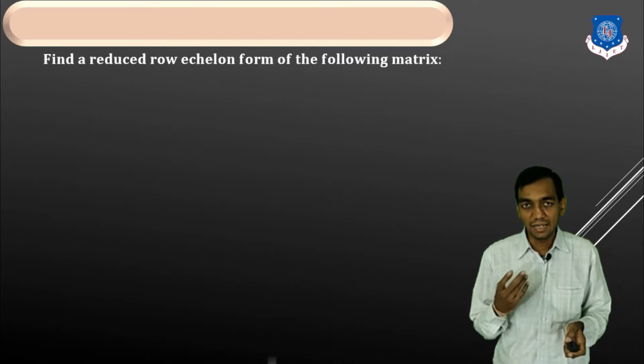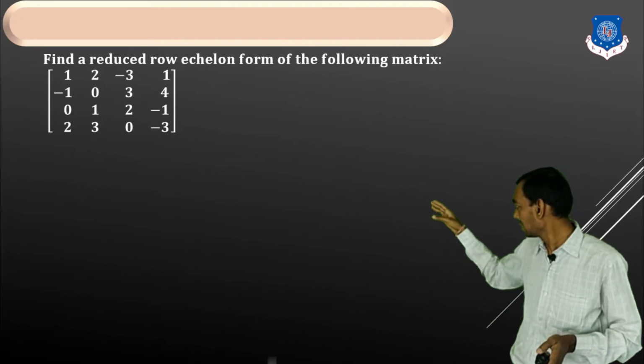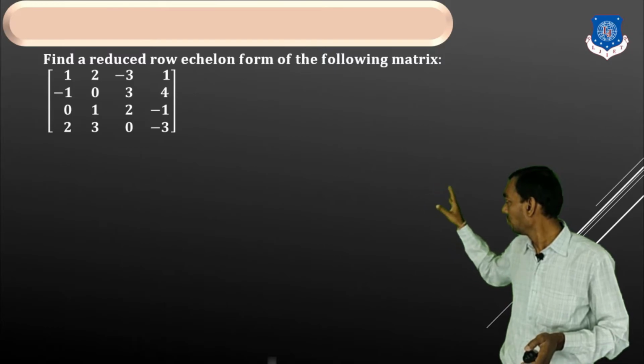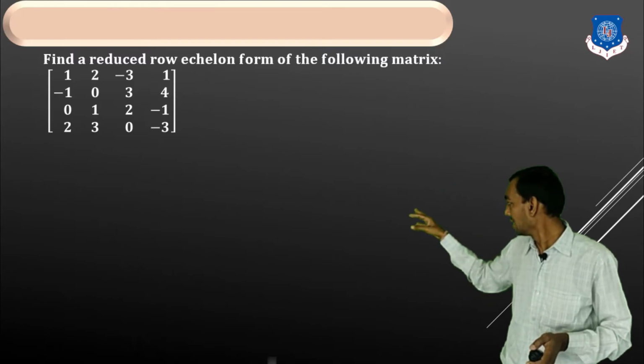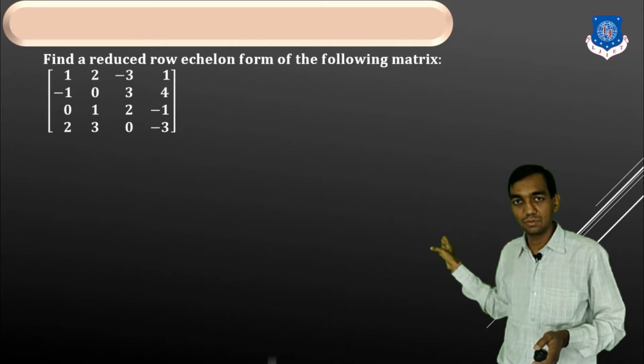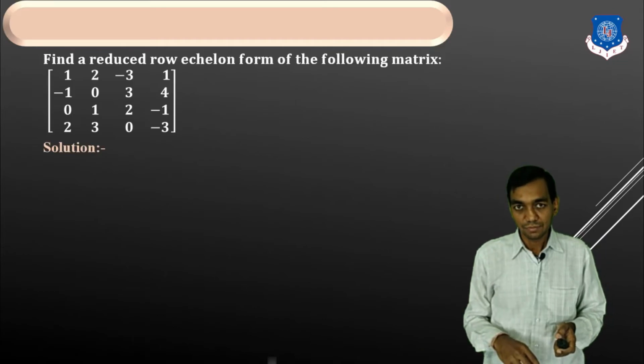Now find the reduced row echelon form of the following matrix. The matrix is a 4 by 4 matrix, and the values are 1 2 -3 1, -1 0 3 4, 0 1 2 -1, and 2 3 0 -3. Okay.